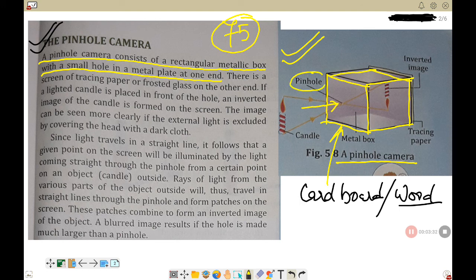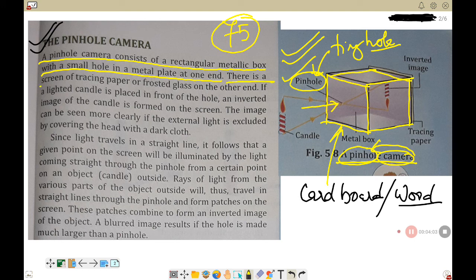This hole is called the pinhole. That is why the name comes, pinhole camera. It's a camera with a hole. The size of the hole is equivalent to a pin, like your safety pin. You can imagine the pin, that needle. So it's a very tiny hole which is present on the metal sheet.